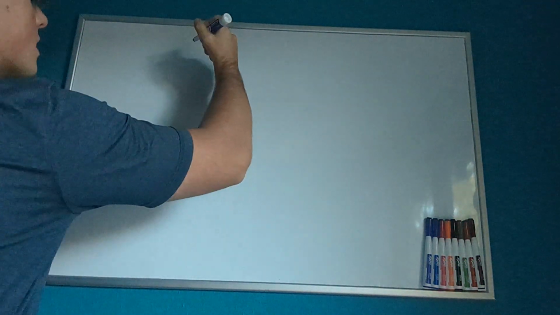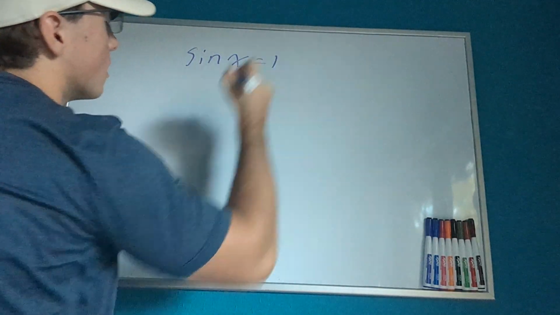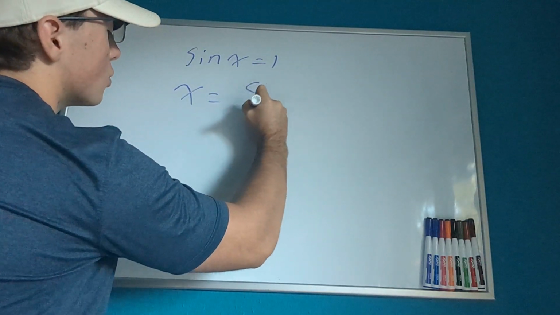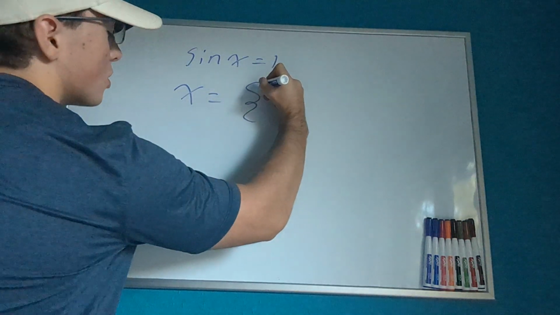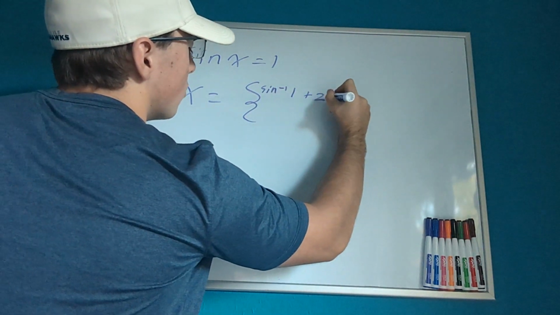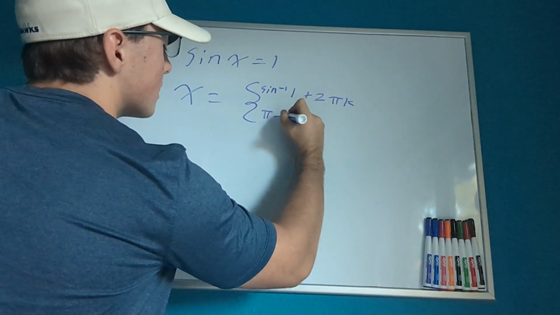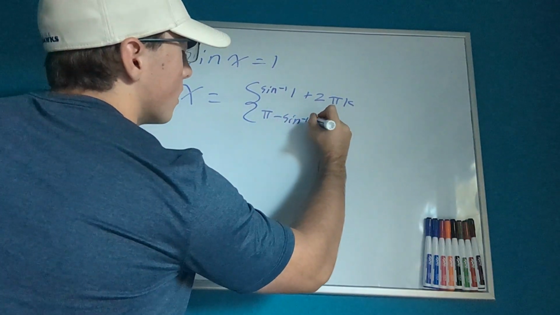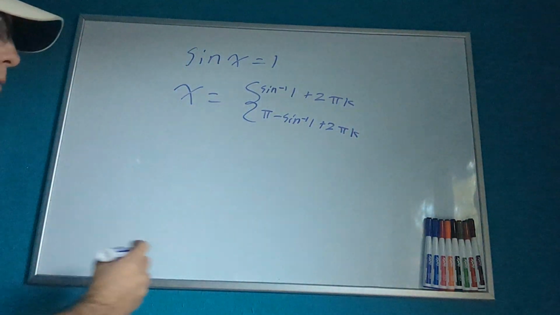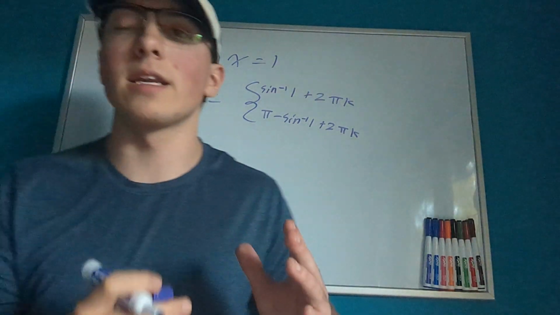So let's erase this, and let's do some problems that look just like this to begin with. So let's say we have sine x equals 1. What does x equal? Well, once again, we'll have two branches, and we'll start with sine inverse of 1 plus 2 pi k, and pi minus sine inverse of 1 plus 2 pi k. All right, and now we want to begin to evaluate sine inverse of 1. Well, what is sine inverse of 1?